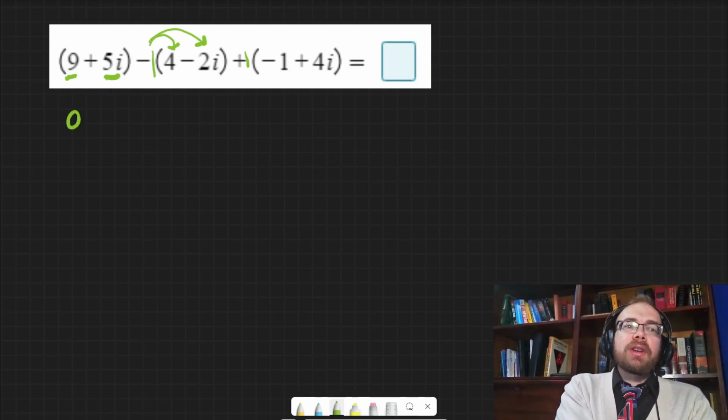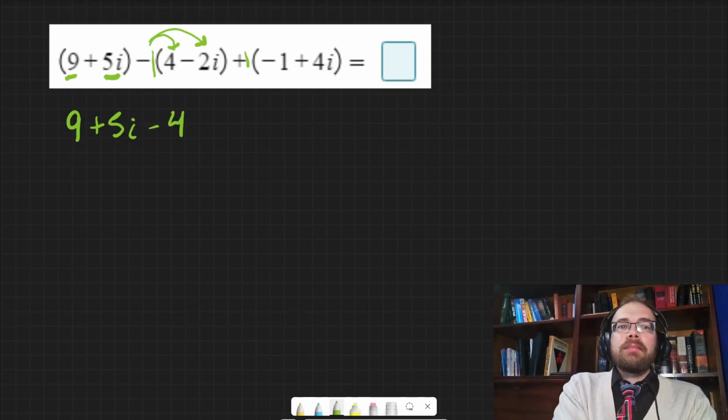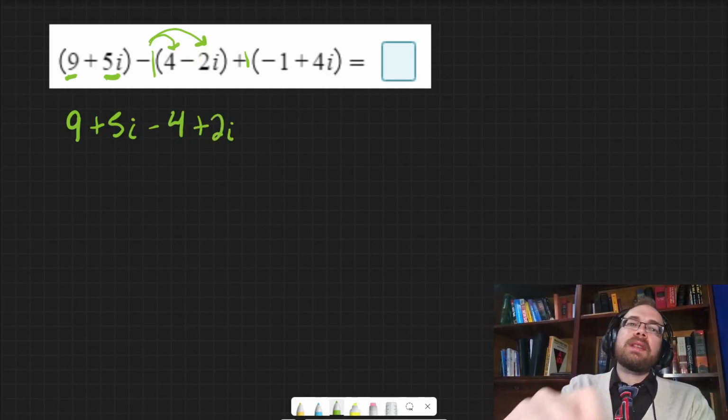So that's just going to drop down. 9 plus 5i. Minus 1 times 4, so negative 1 times 4 is negative 4, or minus 4. Negative, negative, make a positive. So that changes to that. This doesn't change, just like the first one. It didn't change, so it's just minus 1 plus 4i.